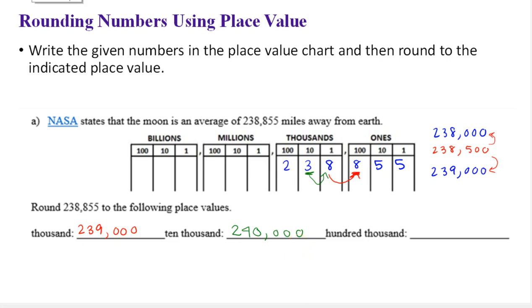And finally, looking at the nearest 100,000, here's the 100,000s place. We have a 2. The digit to the right is 3. Well, that's less than 5. So that means we want to round down like this scenario. Okay. So I'm not going to add 1 to 2. I'm going to keep it at 2. And I'm going to replace all of these digits with zeros. So 200,000. Okay. So we've rounded this number to the nearest 1,000, 10,000, and 100,000.